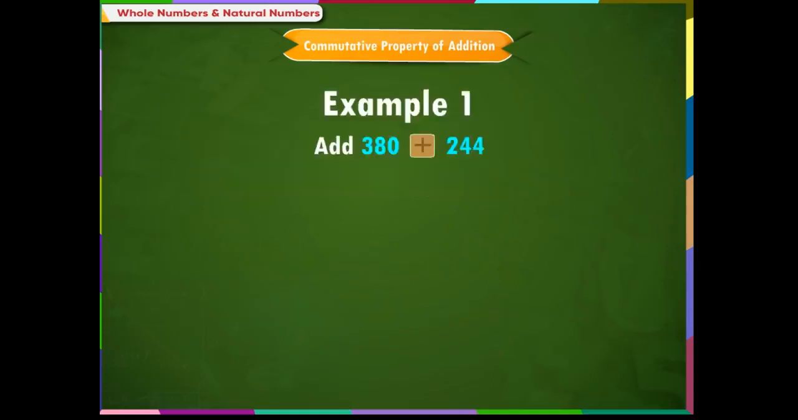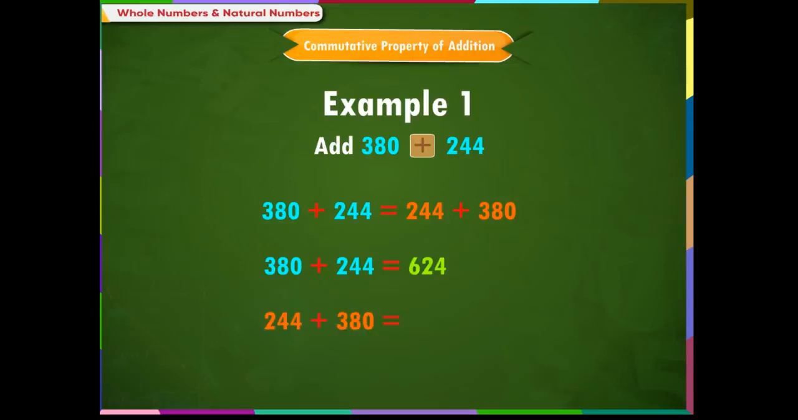Let us take an example. Add 380 plus 244. Using the commutative property, we can write 380 plus 244 is equal to 244 plus 380. 380 plus 244 is equal to 624. 244 plus 380 is equal to 624. So, we can conclude that even if we change the order of the addends, the sum remains the same.